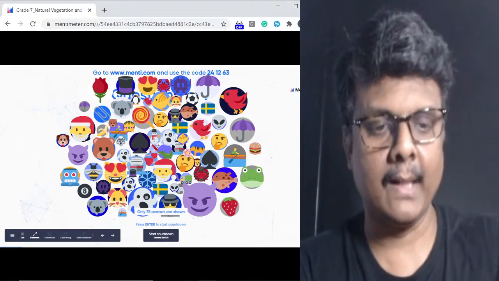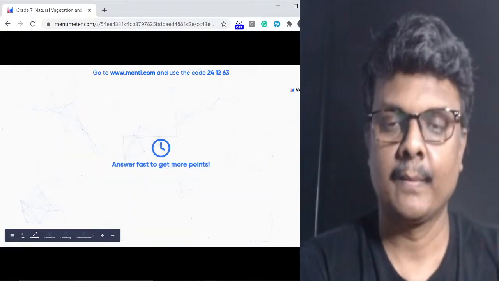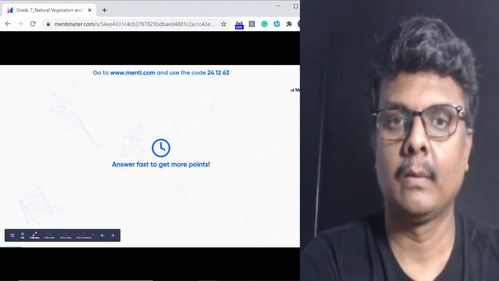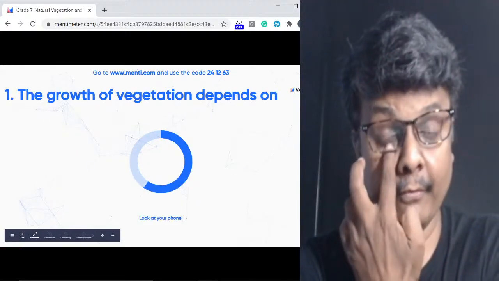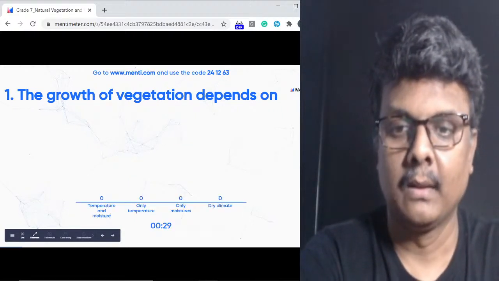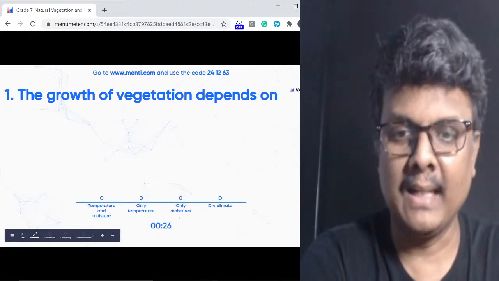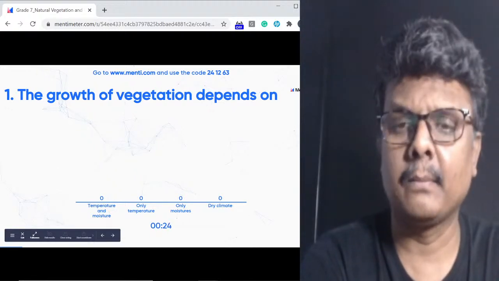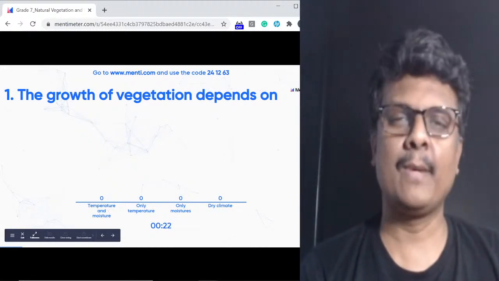First question on your screens. The growth of vegetation depends on what factors? Is it temperature and moisture, only temperature, only moisture, dry climate? Super simple, right? We always start simple.